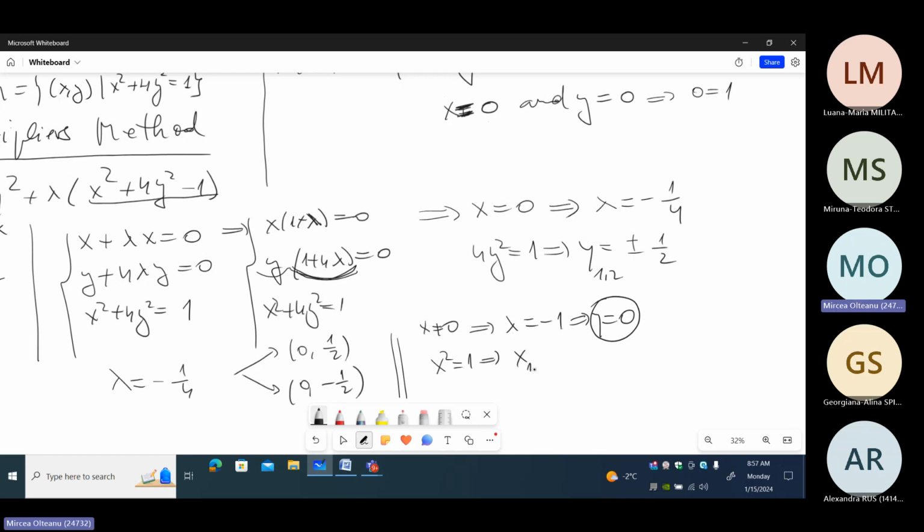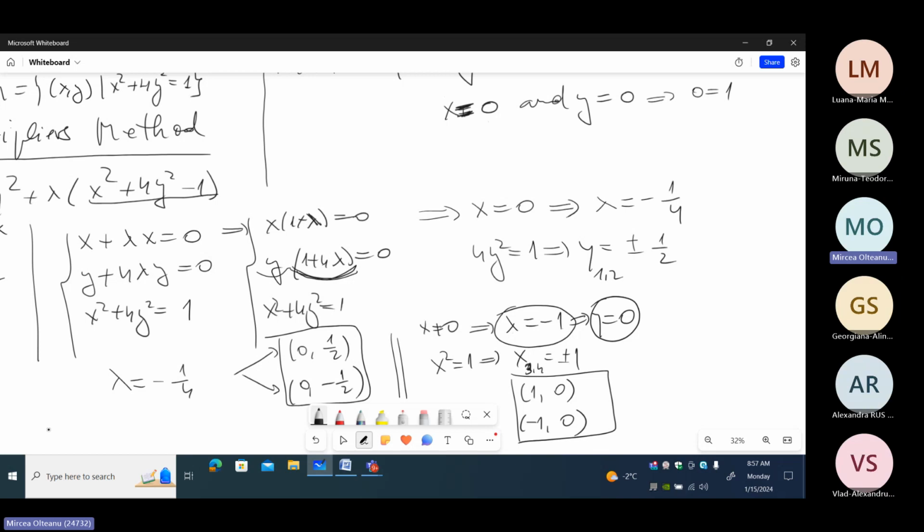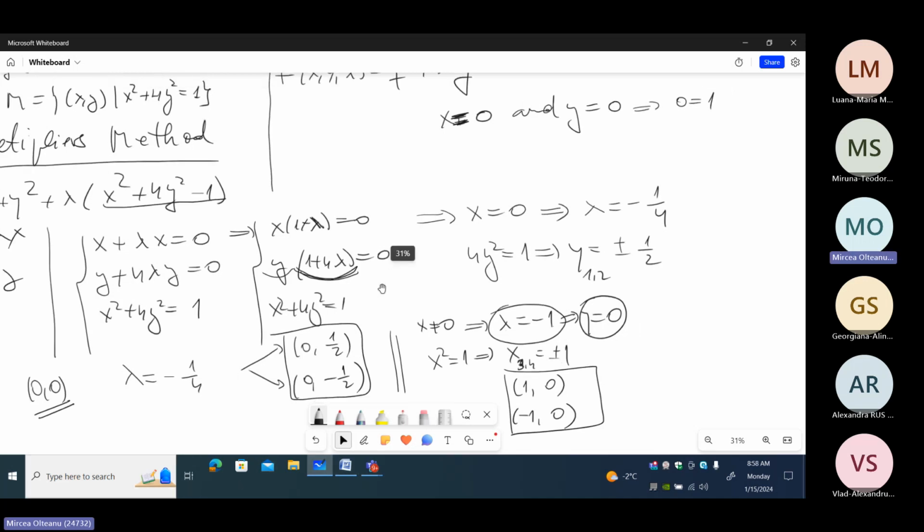So we get x3,4 equals plus and minus 1. So when lambda is minus 1, we get the critical points (1, 0) and (minus 1, 0). So actually we have 4 points on the border and 1 point inside. Remember, it was (0, 0), yes? Where f can take its extreme values.